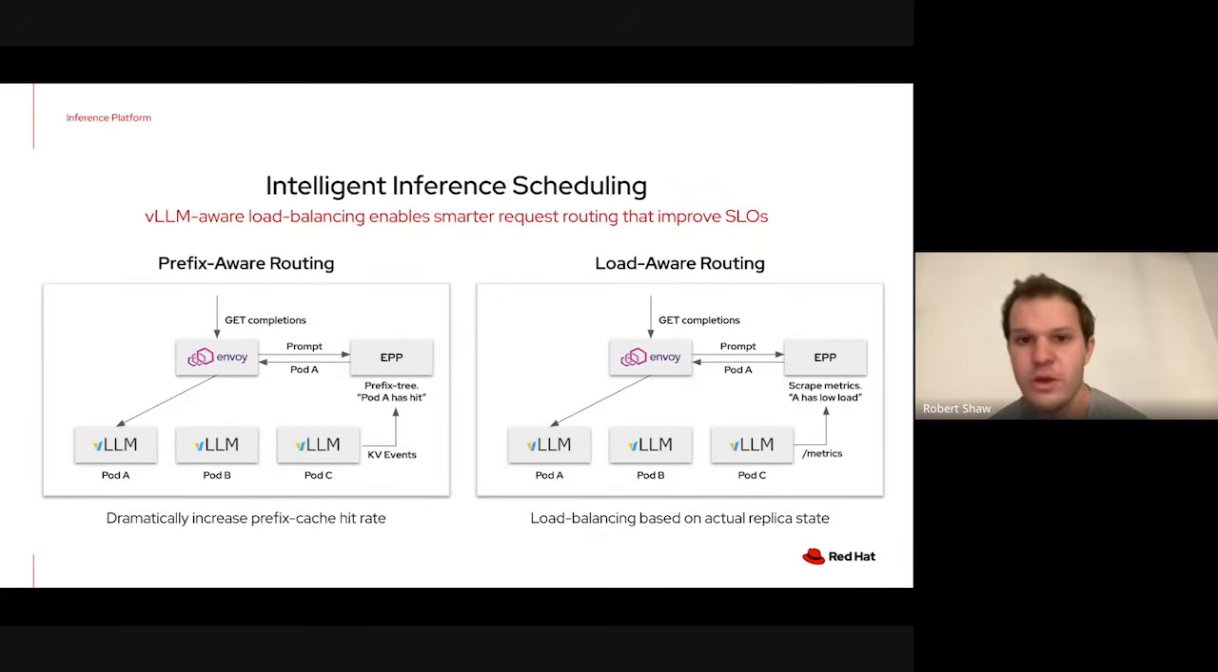So to start with intelligent inference scheduling, the first feature that this architecture enables is for us to do better load balancing than what you can get from standard round robin. I'll give two examples of this. The first is what we call Prefix-Aware routing.